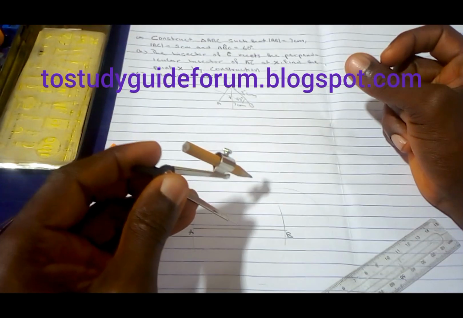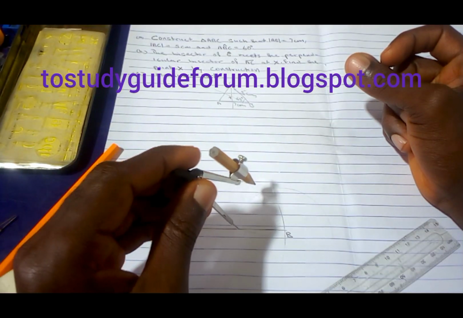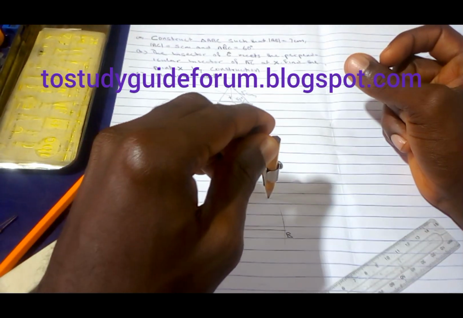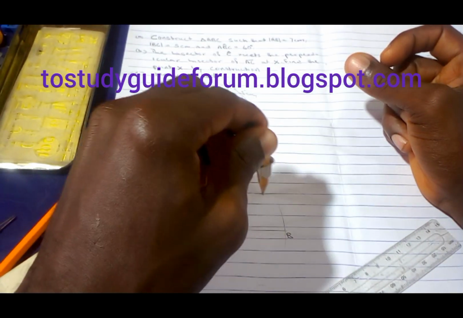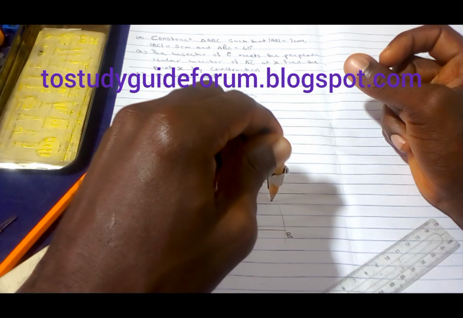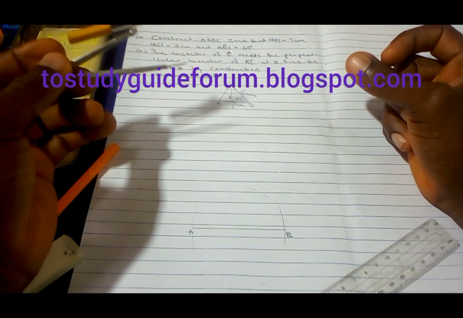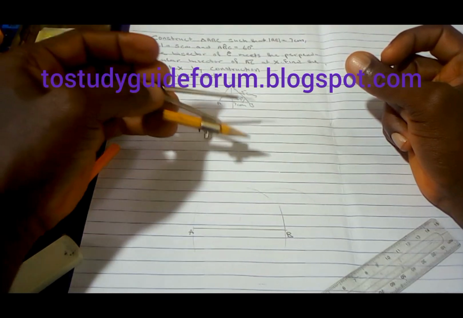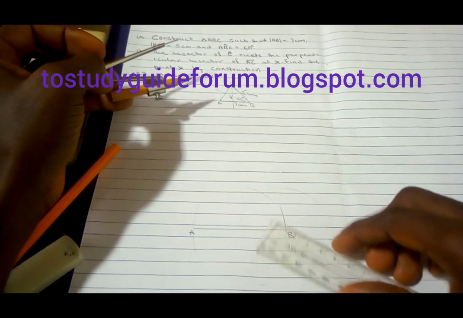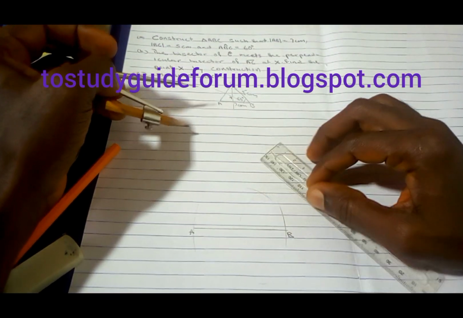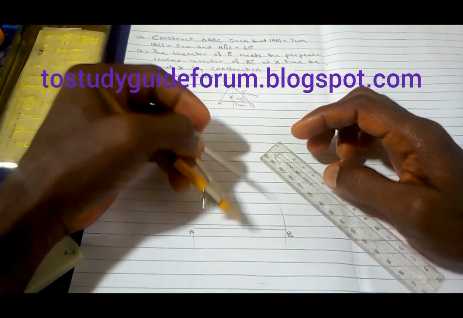From the point of intersection of the arc and the straight line, we make another arc, cutting across the initial arc we have made. So this is what we have. This point is where we have our 60 degrees.